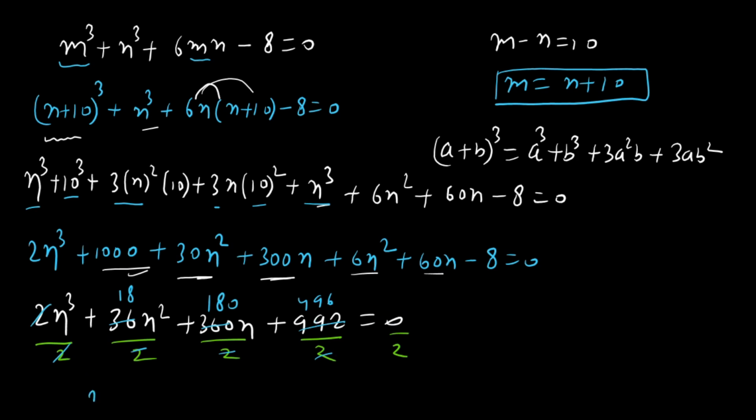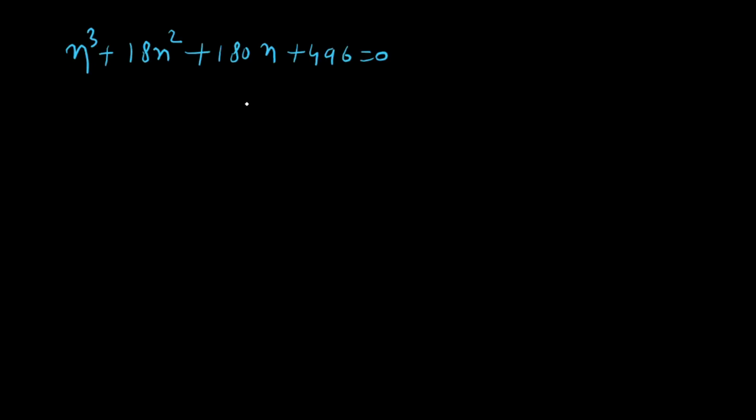Then here n cube plus 18n square plus 180n plus 496 equals 0, because 0 divided by 2 is 0. Here this is a cubic equation in terms of n. So first we will find one root of this cubic. Here if we put n equals minus 4, then this cubic is satisfied. It means n equals minus 4 is a solution of this cubic. Then n plus 4 is a factor.